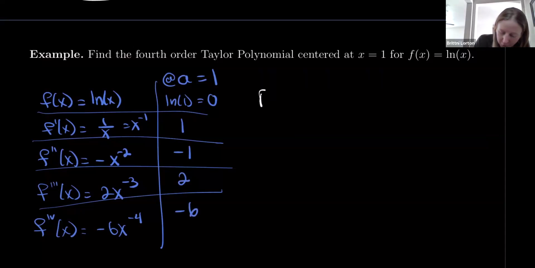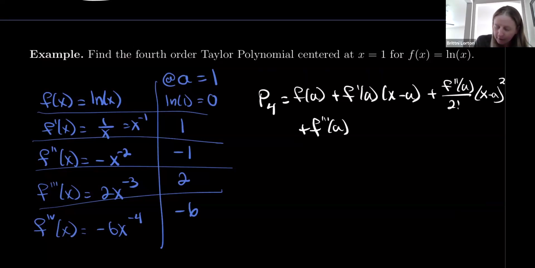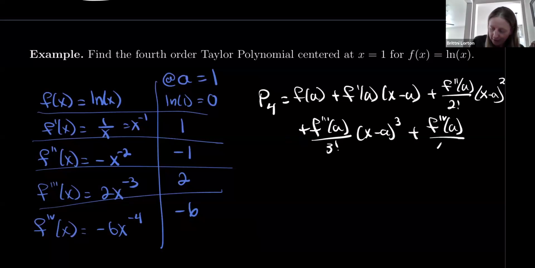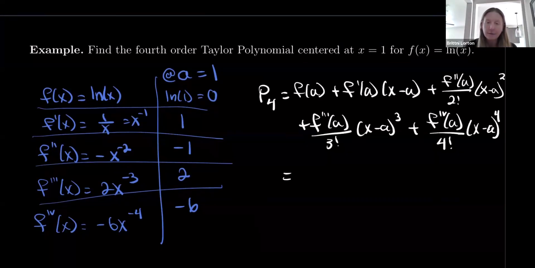And then we have our 4th order Taylor polynomial, which is f of a plus f prime of a times x minus a, plus f double prime of a over 2 factorial times x minus a squared, plus f triple prime of a over 3 factorial times x minus a cubed, plus the 4th derivative at a over 4 factorial times x minus a to the 4th. I just wrote it down first, and then I'll plug in my numbers.